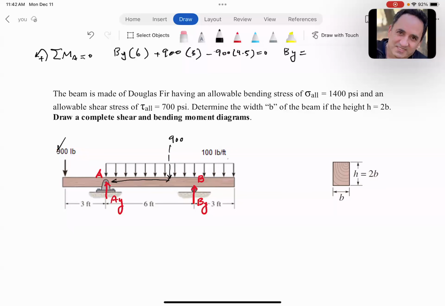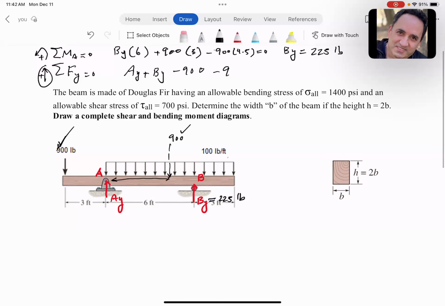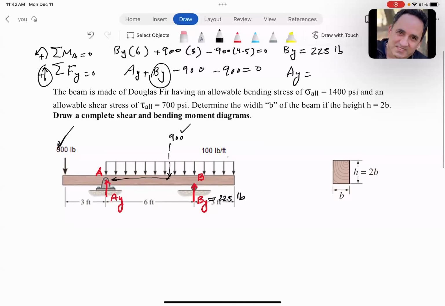By should be 225 pounds. So I'll put it right here for you. And just balance forces in the y direction and get your Ay. So Ay plus By minus this 900 minus this 900 equals 0. Put the value of By here, and you get an Ay of 1,575 pounds. So clearly that's the first thing we have to do.